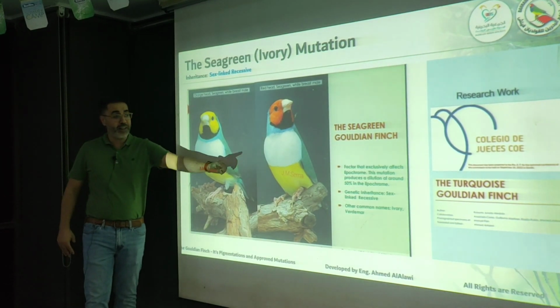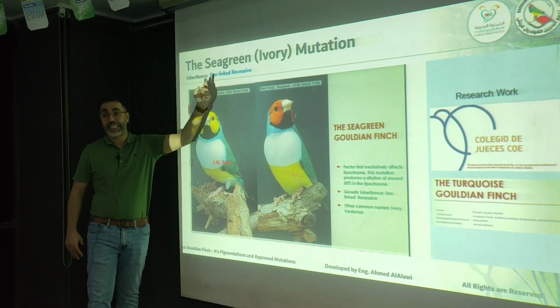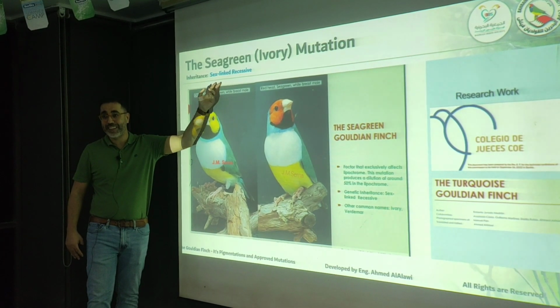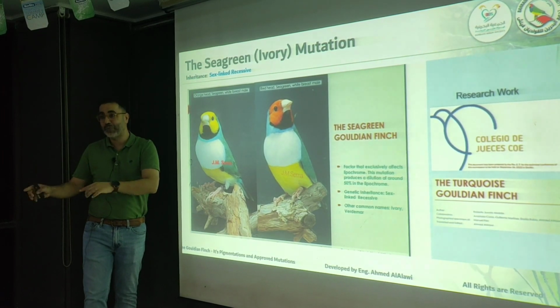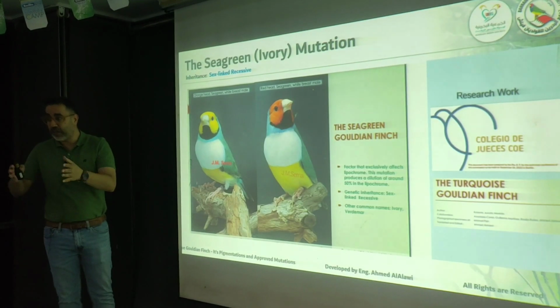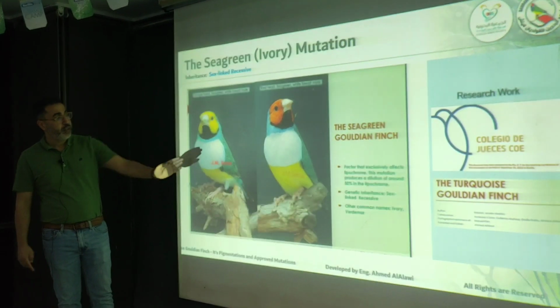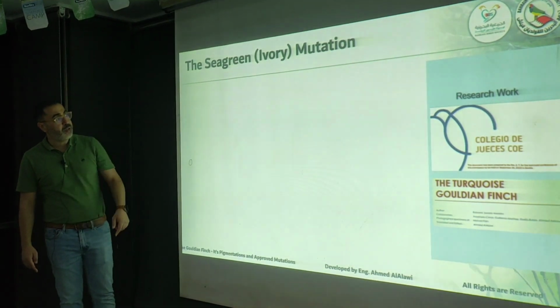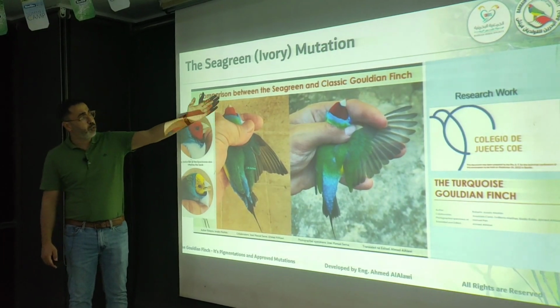This is closer to the classic, and aqua is closer to the blue. And this is why the inheritance of this bird is sex-linked recessive, like the classic. The aqua is autosomal recessive, like the blue. You get the point? I've tried to simplify life now. So if I continue with further examples, I have basically two examples.